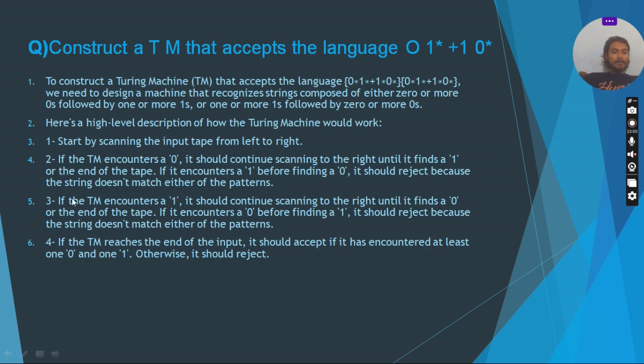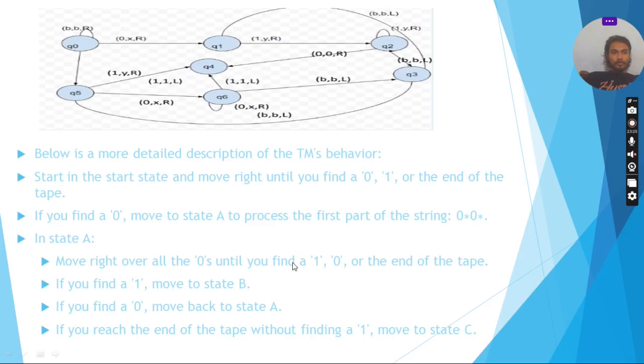Third, if the TM encounters a 1, it should continue scanning to the right until it finds a 0 or the end of the tape. If it encounters a 0 before finding a 1, it should reject because the string doesn't match either of the patterns. Lastly, if the Turing machine reaches the end of the input, it should accept if it has encountered at least one 0 and one 1. Otherwise, it should reject it. So that was our Turing machine working.